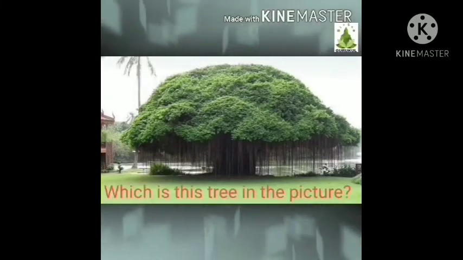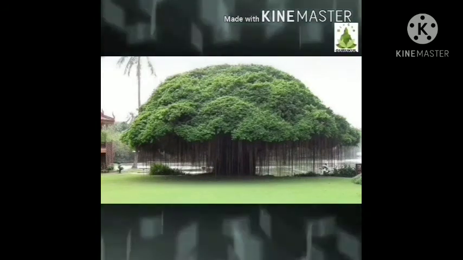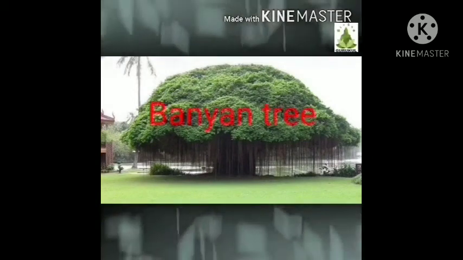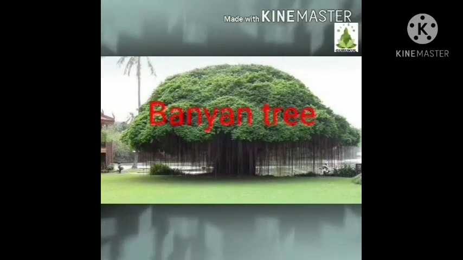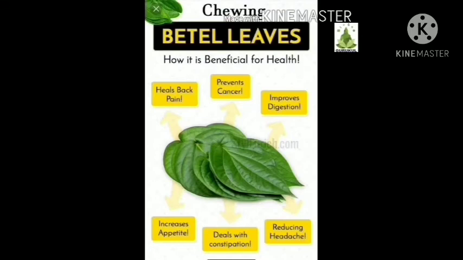Students, here comes a riddle for you. Can you all guess the name of the tree in this picture? Yes, you are right, kids. It is a banyan tree. Students, let's see how plants in our surroundings are useful to us in different ways. Look at the pictures. Children, do you all know the uses of these leaves? First is betel leaves. There are many benefits of these leaves.